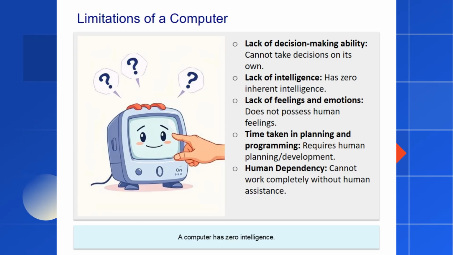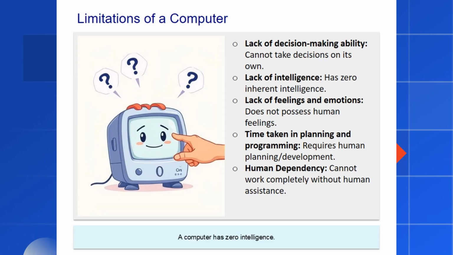They also have a lack of feelings and emotions. Computers are just machines and don't possess human feelings. Another limitation is the time taken in planning and programming. Before a computer can do a job, humans must plan and develop programs, which can take a long time.